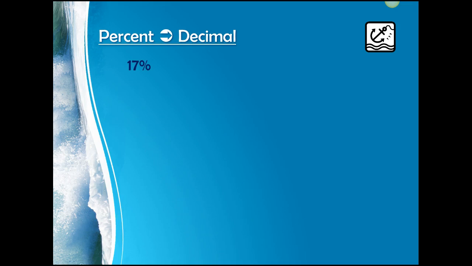Write 17% as a decimal. If you want to, you can always set the percent over 100 as a reminder by applying that definition of percent. And then we know that this is 17 hundredths, or you can do the division and you'll end up with 0.17. If you don't want to write out that step, that's okay too.